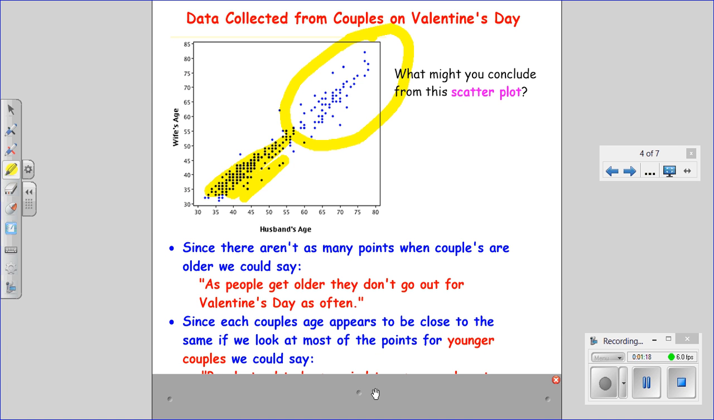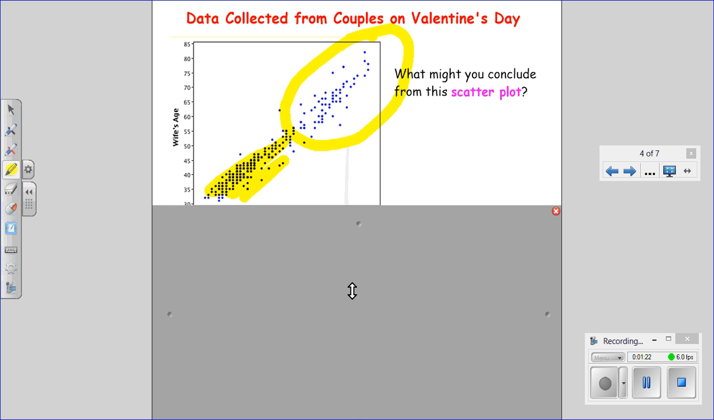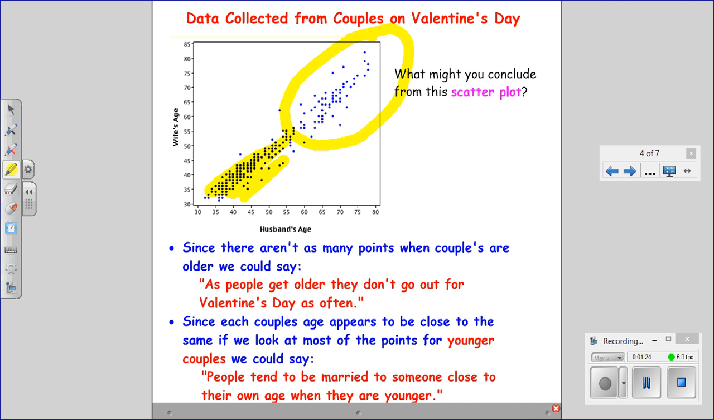I could also look at the points and see that a lot of times the ages are very, very similar to one another. So I could conclude that people tend to be married to someone close to their own age.